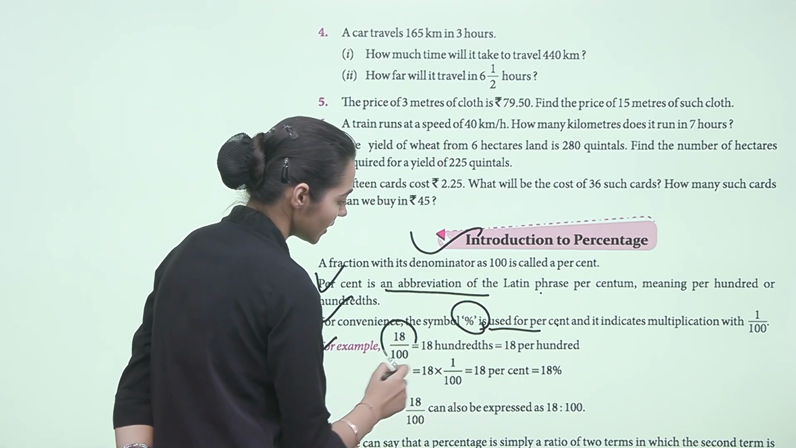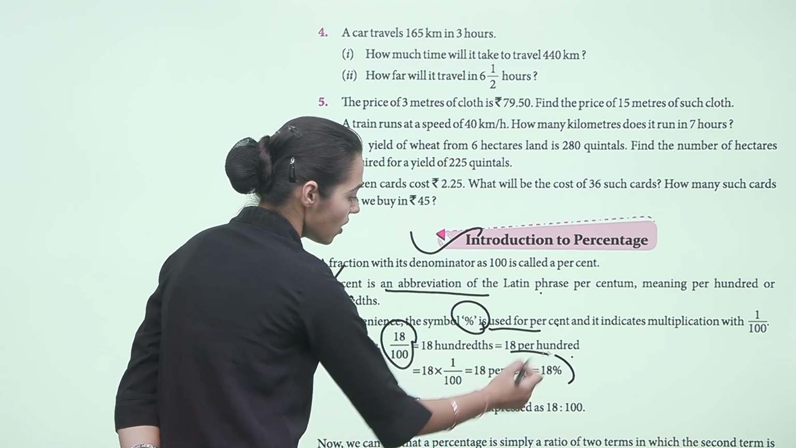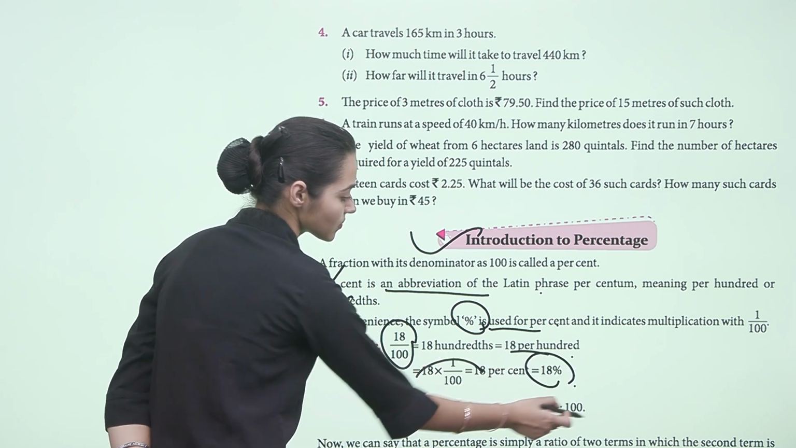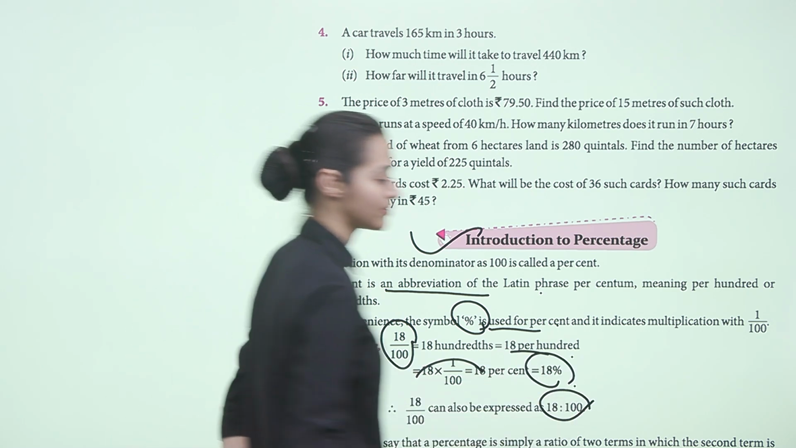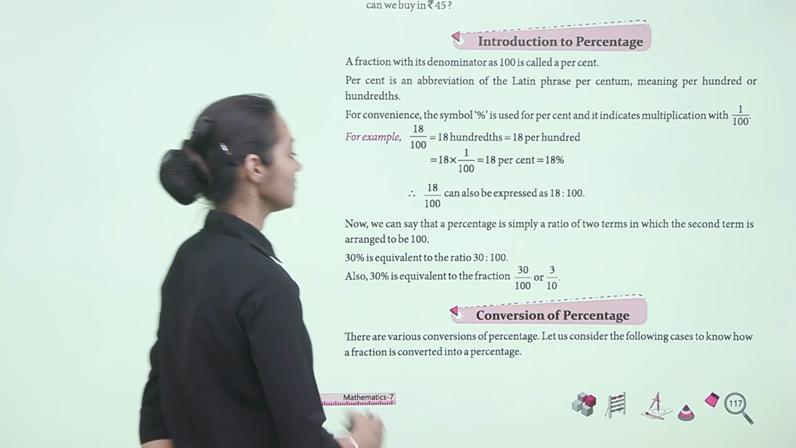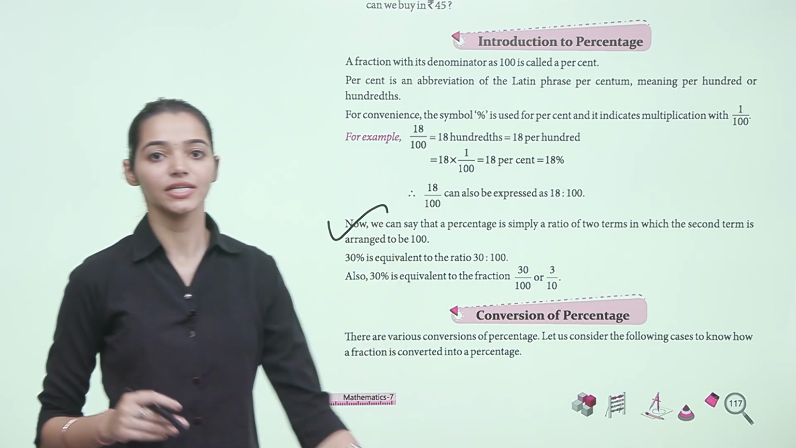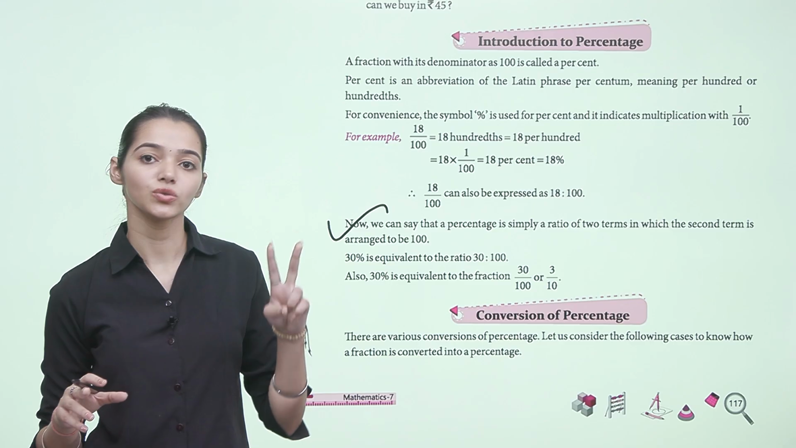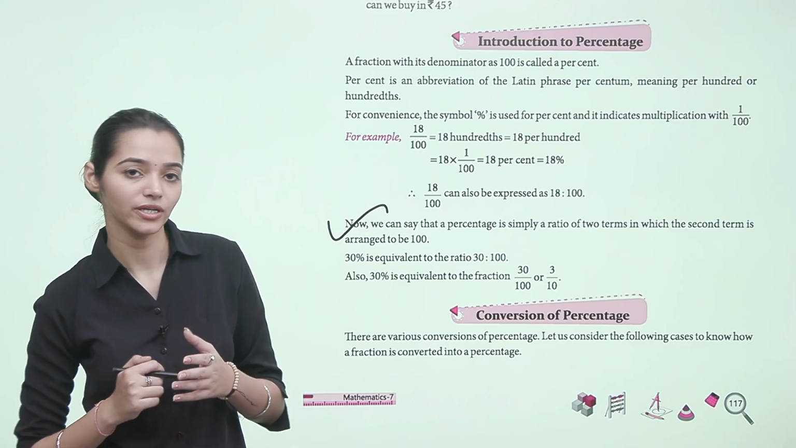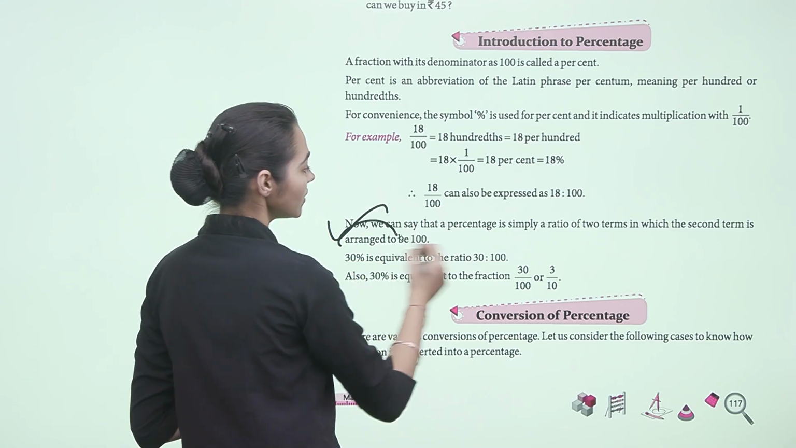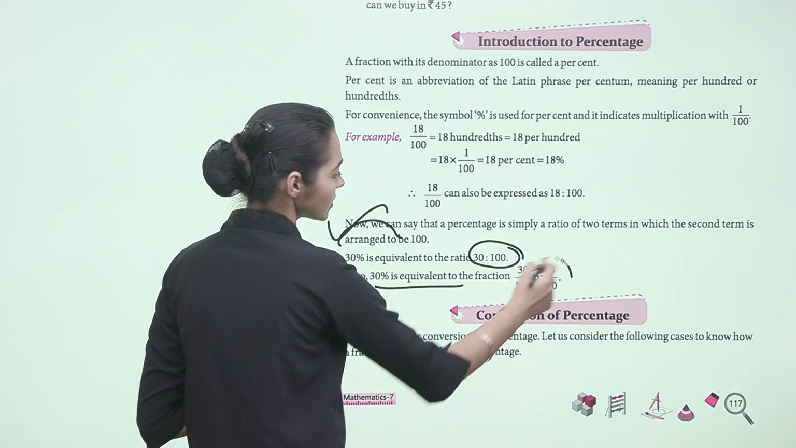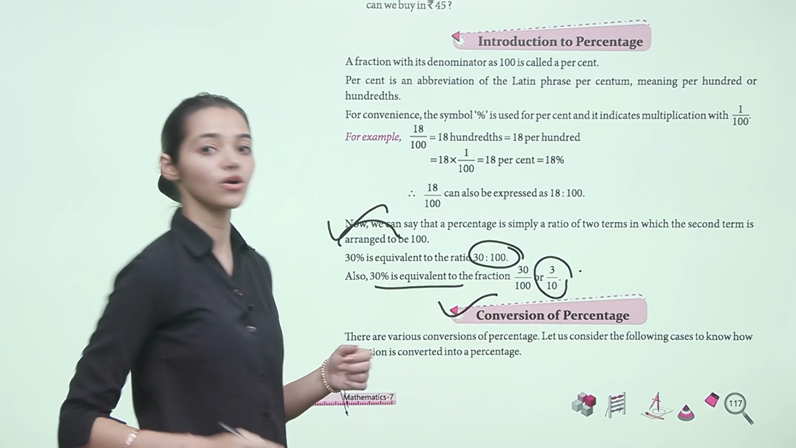For example, 18 by 100, that is 18 per 100 or 18%, can also be expressed as 18 ratio 100. We can say that a percentage is simply a ratio between two terms, where the second term is arranged to be 100. Now 30% is equivalent to 30 ratio 100, and in fraction form it is 3 by 10.